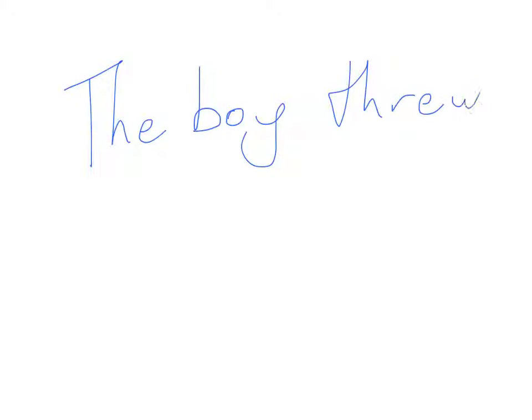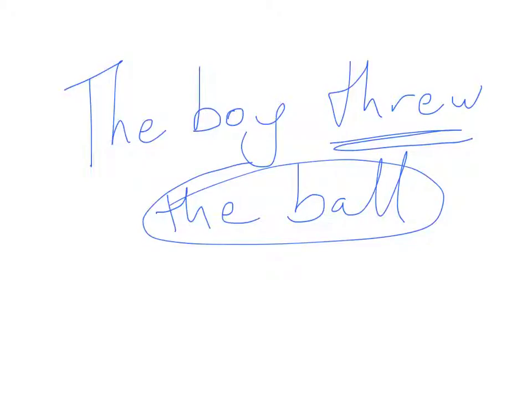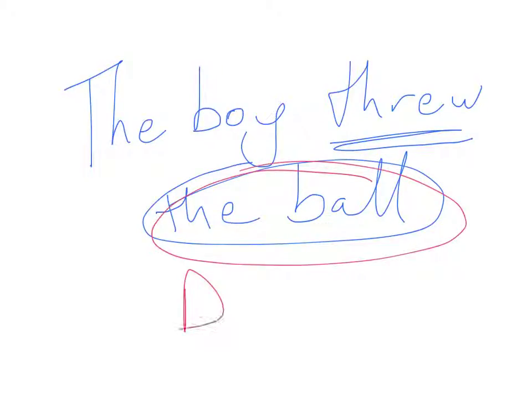So with our example here, the boy threw the ball. The direct recipient of the throwing is the ball. It's the ball that's being thrown. The ball is our direct object there. The ball would be in the accusative case.